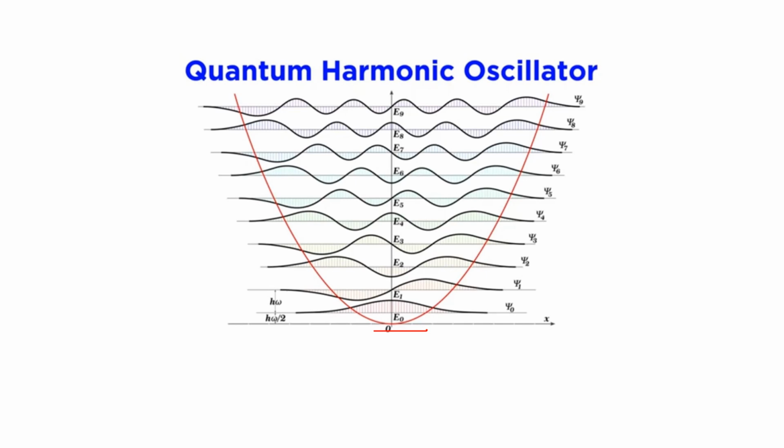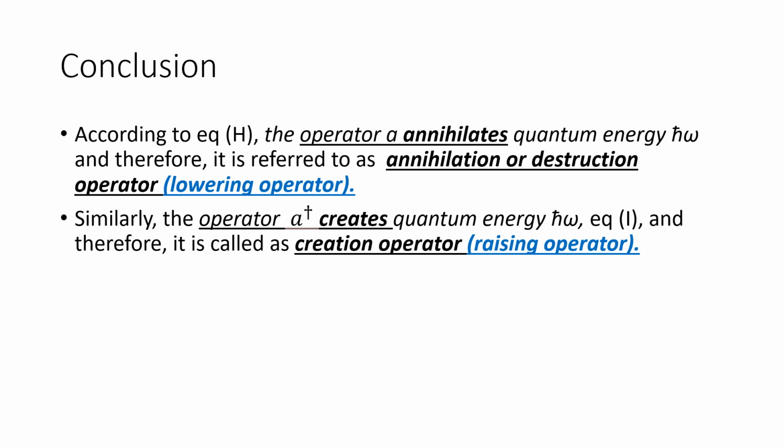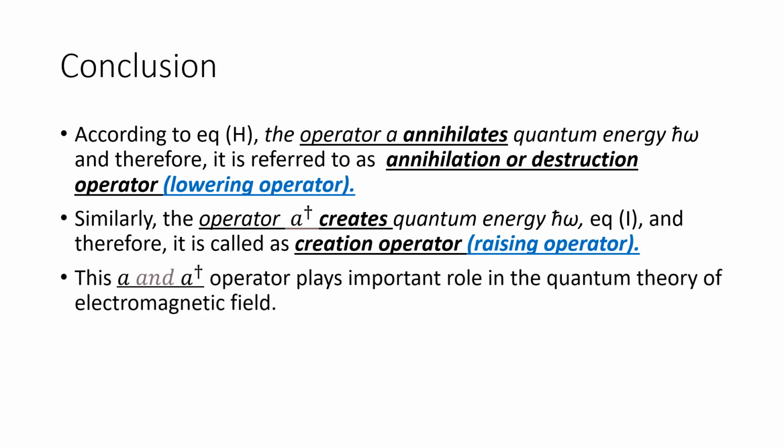So here we can conclude that, according to equation H, the operator a annihilates quantum energy by ħω, and therefore it is referred to as the annihilation or destruction operator, which is the lowering operator, as we have seen earlier. Similarly, the operator a† creates quantum energy by the factor ħω, which is given in equation I, and therefore it is called the creation operator, that is, the raising operator. These operators a and a† play an important role in the quantum theory of the electromagnetic field. Thank you.